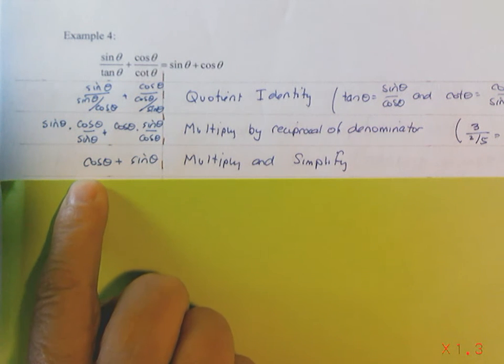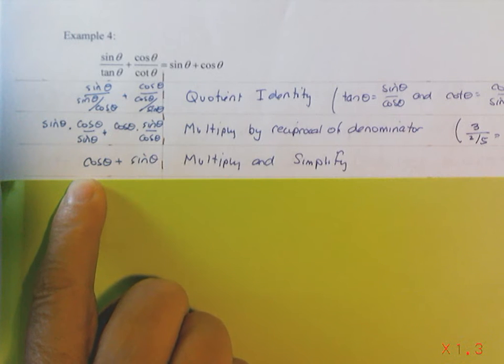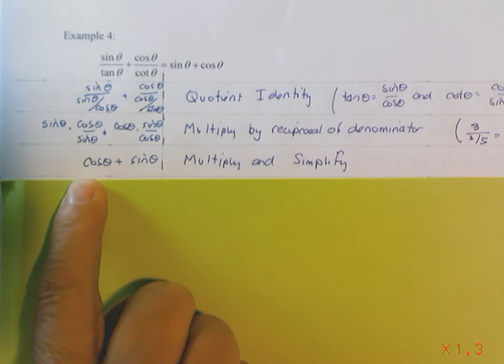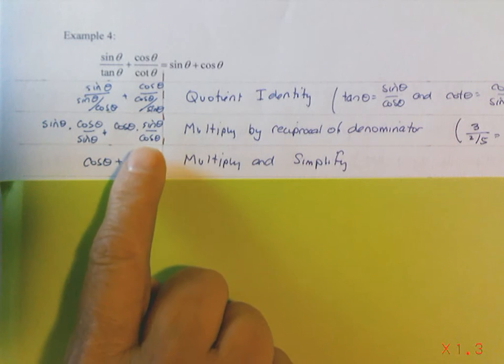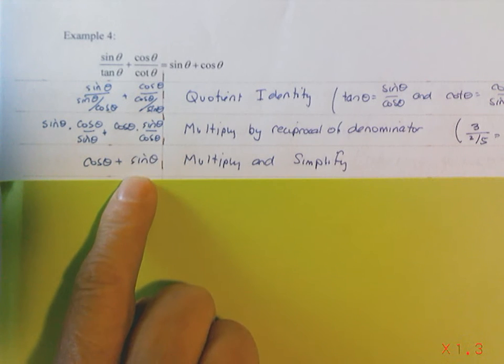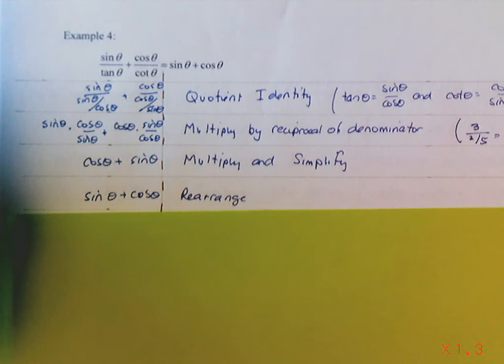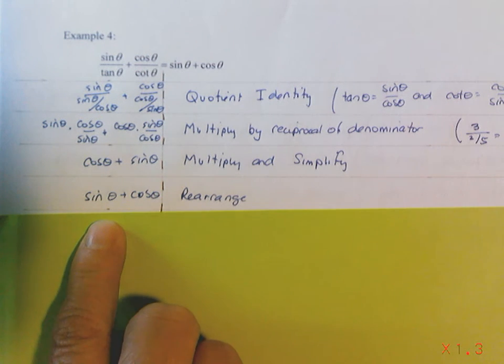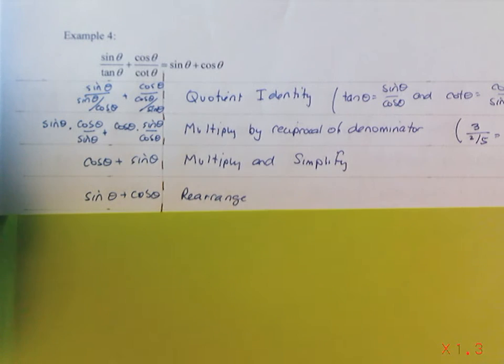Now when I multiply, sine theta times cosine theta over sine theta reduces just to cosine theta. And notice as I go further into this, I take fewer steps. In a formal proof, you cannot skip these steps. That's why I say these are not proofs. Cosine theta times sine theta over cosine theta is just going to equal sine theta. So I multiply and simplify. This is the same thing, but I just rearranged it to get to the exact same answer. So sine theta plus cosine theta, and I just rearranged it. So once again, not a formal proof.